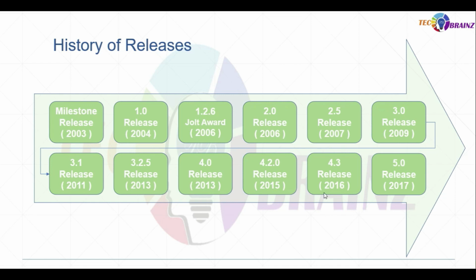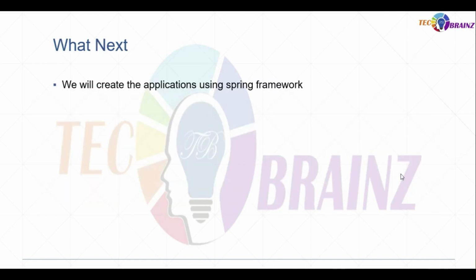And in the year 2017, they released Spring 5.0. The major focus is on reactive programming, and they added support for Kotlin and JUnit 5 into the Spring Framework. What next? Let's start creating applications based on Spring Framework.